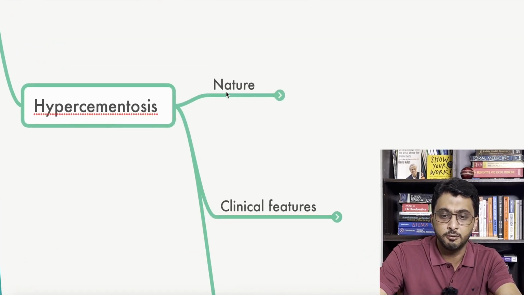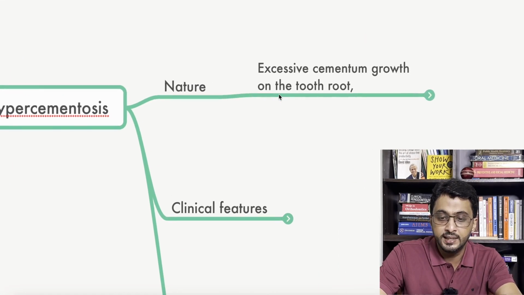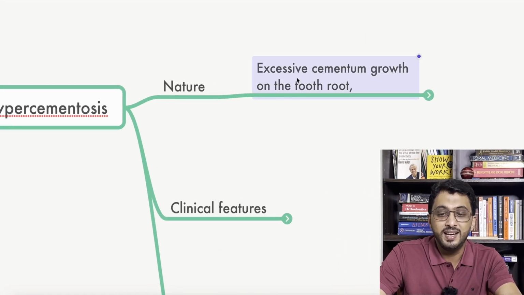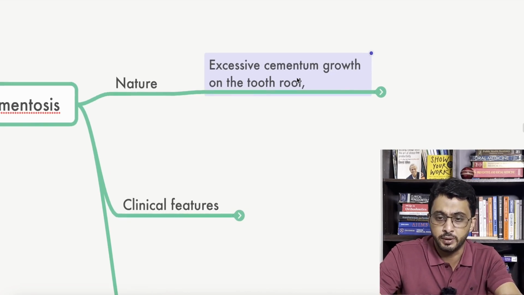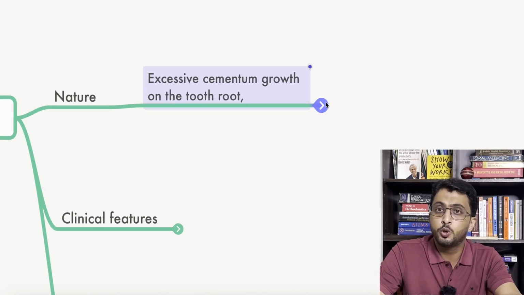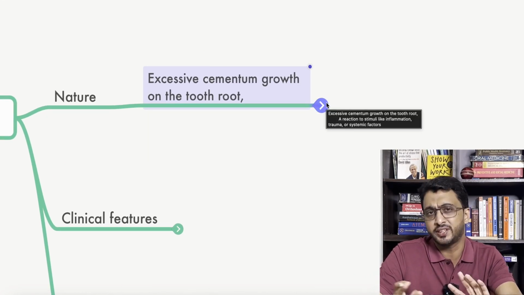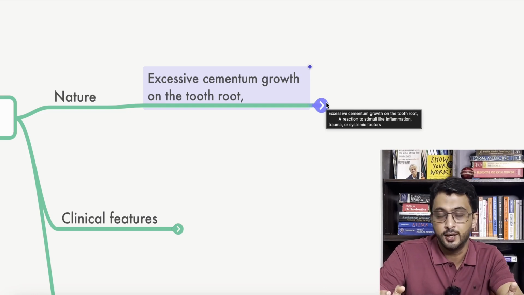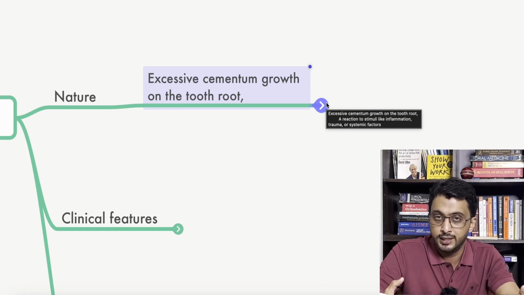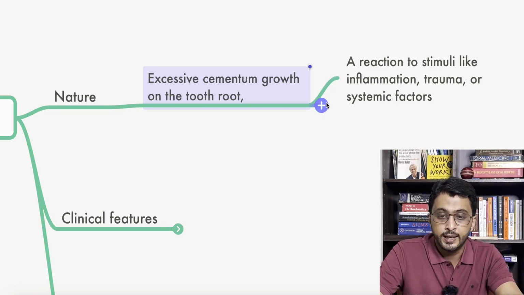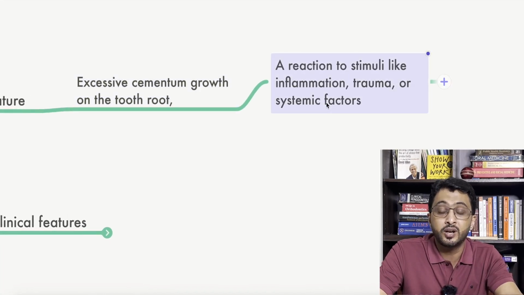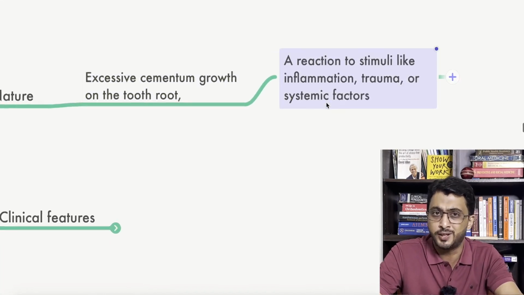Hypercementosis. Now, this is a very familiar lesion for you. Basically, it's excessive growth of cementum, unlike the tumor of cementoblasts. Simply more cementum is coming. Excessive cementum growth on the tooth root. It's not a destructive lesion. Cementoblastoma, which is a tumor, is a destructive lesion. That's why we saw the root outline is obliterated and all. Here there is no such problem. It is excessive growth of cementum on the root, a reaction to stimuli like inflammation, trauma or anything like that.